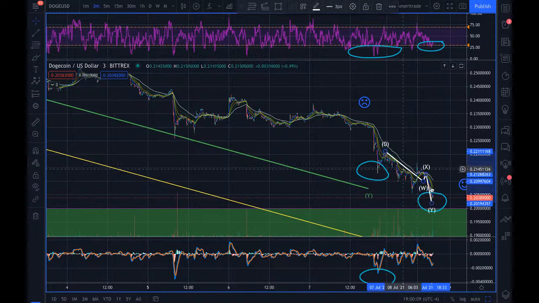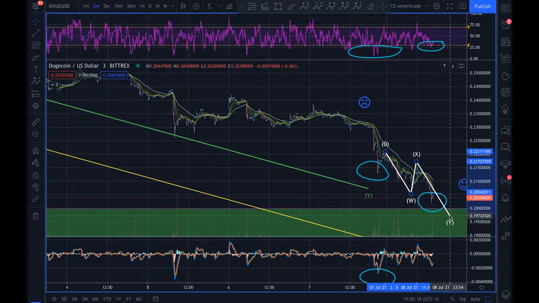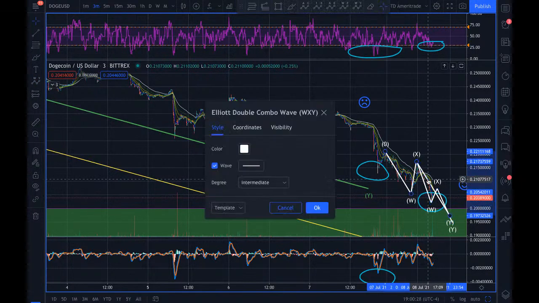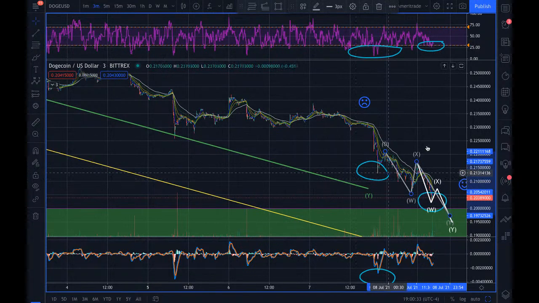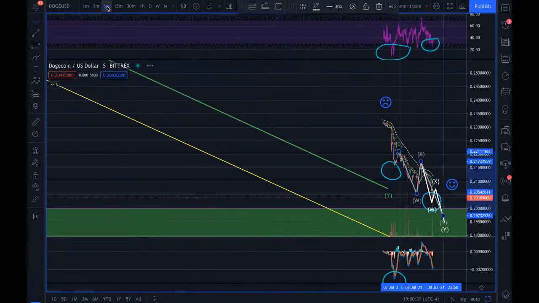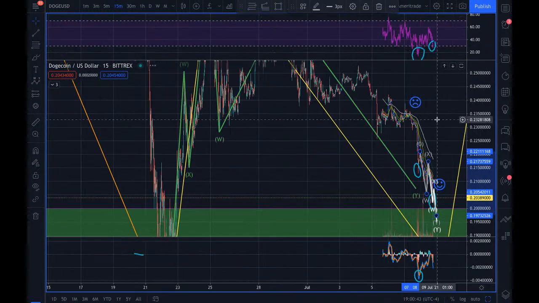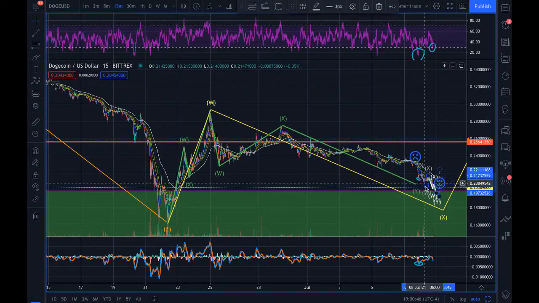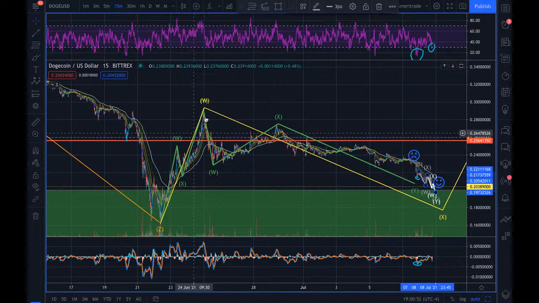So I think that wave was like this. And this could either come down more. Do you understand how the waves repeat inside each other? I'll change the color. So these waves repeat on a large scale and a small scale. And they're fractals. They repeat a lot of the same patterns over and over again. So that's why it's easy to predict sometimes.